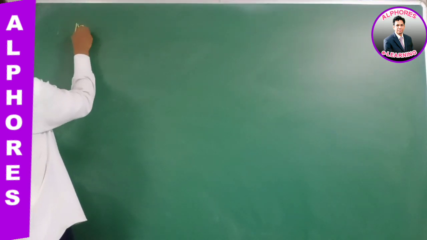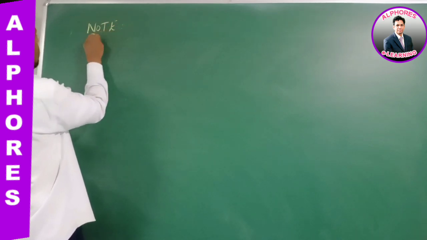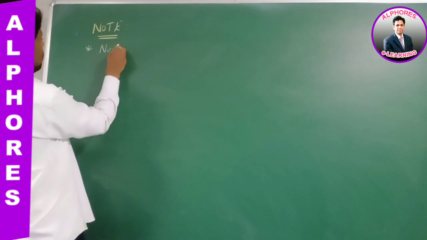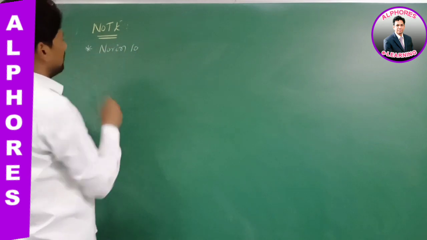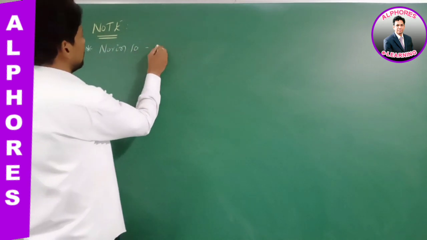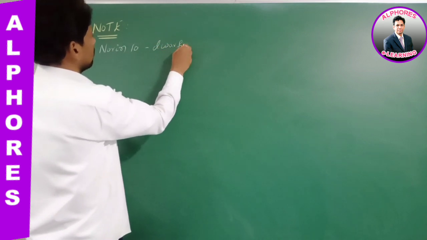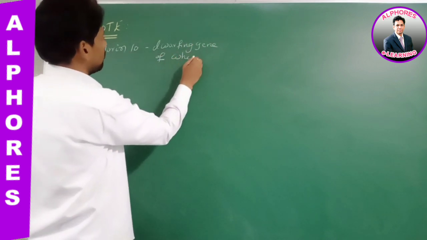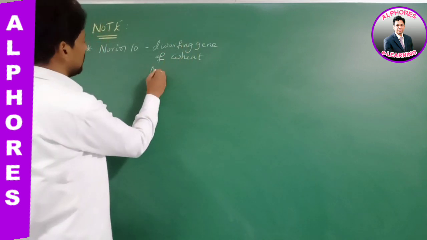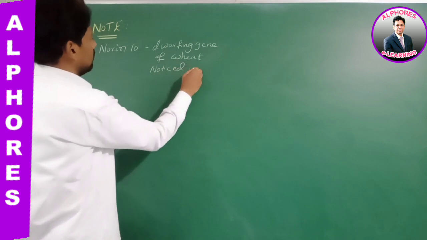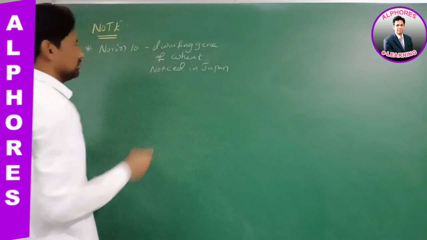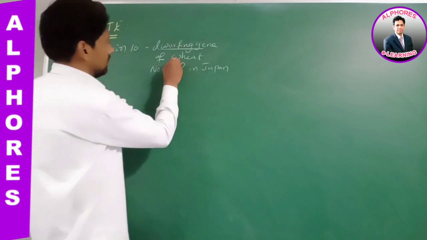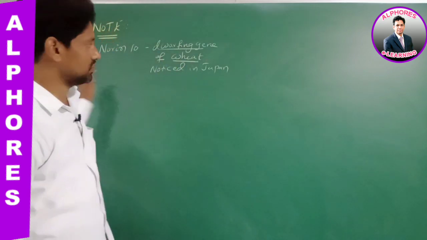Note. Listen here. Norin 10. What is it? Norin 10 is a dwarfing gene of wheat, which was first noticed in Japan.